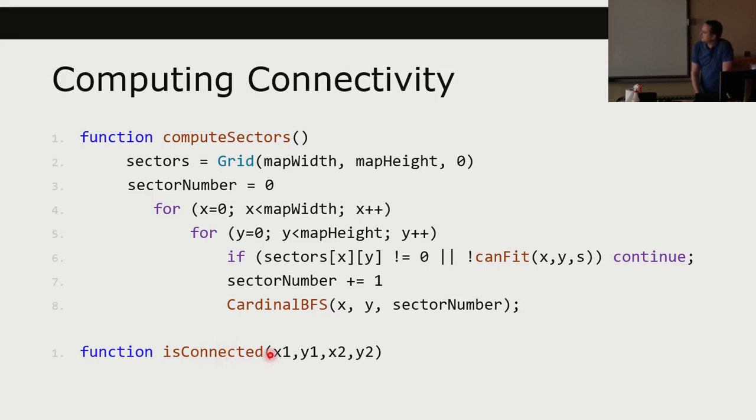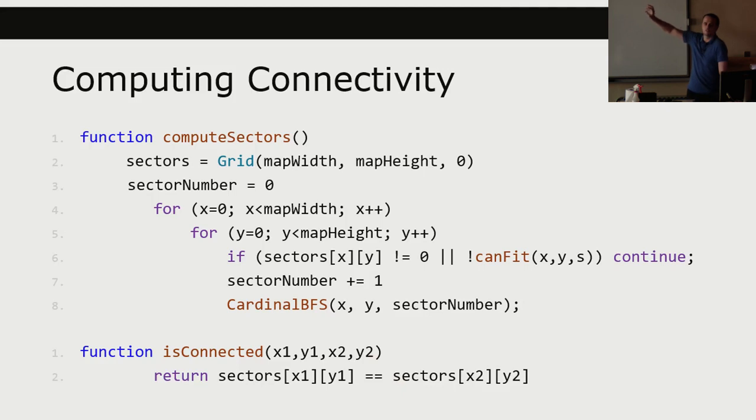And then, later on, we'll have a function called isConnected. And this will get passed in x1, y1, so one location, and x2, y2, which is another location. And all we have to do to check to see if two things are connected after the sector computation has been done is check to see if the sector value at x1, y1 is equal to the sector value at x2, y2. So you're just checking to see if those two numbers are the same.